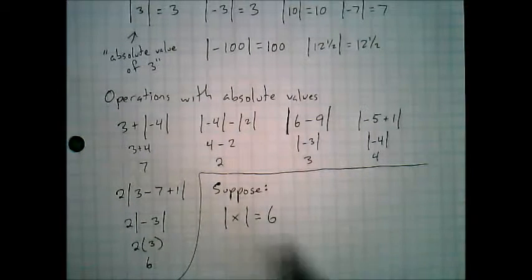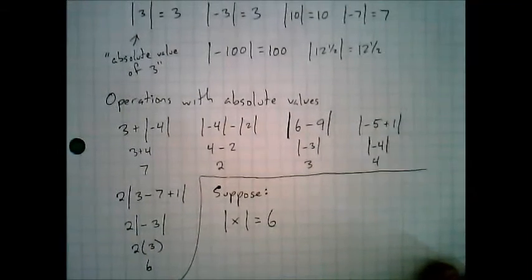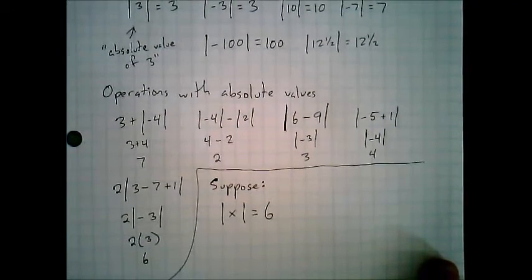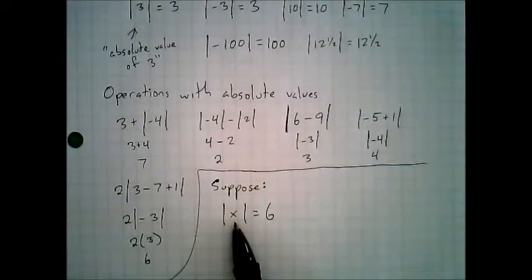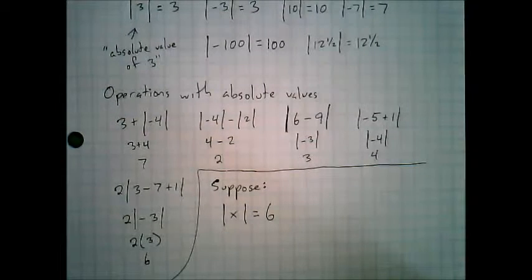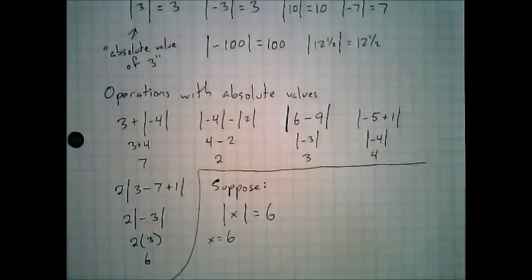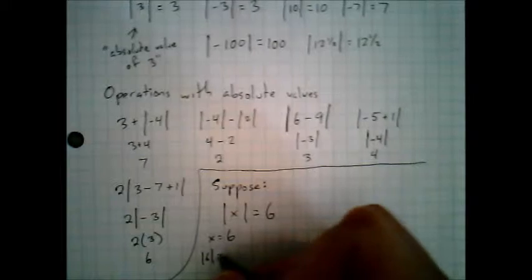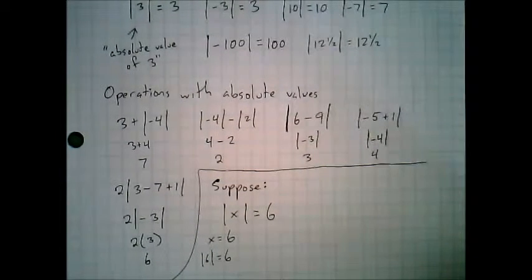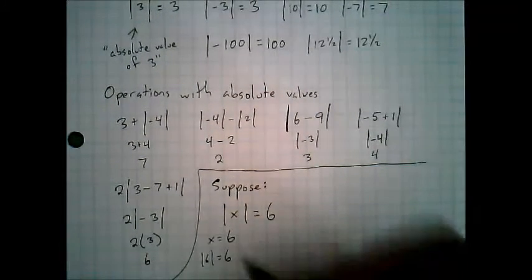Okay, so let's think through this. Remember, absolute values are asking how far away from 0 is the number on the inside, on the number line. So we're saying we want to know what number, or what numbers, are 6 units away from 0. Well, I know the absolute value of 6 is 6. But is there anything else I could take the absolute value of and still get positive 6? Is there another number that's 6 units away from 0 on the number line? Well, yes.